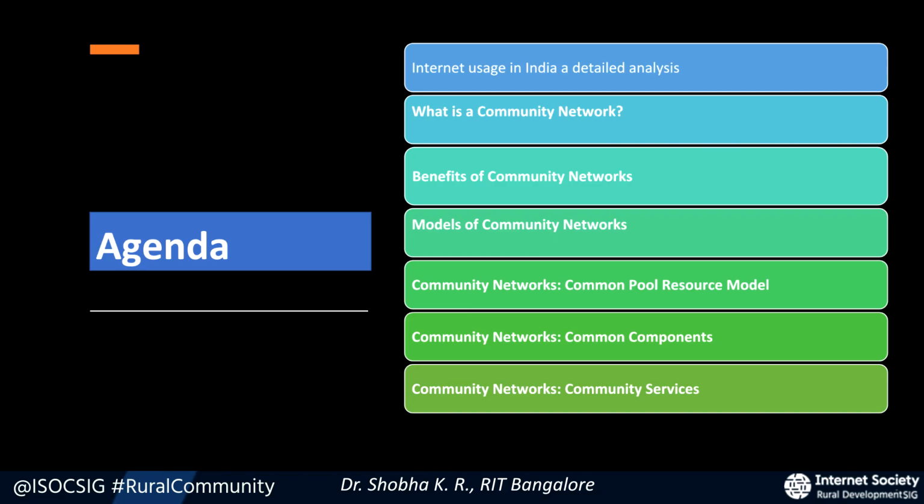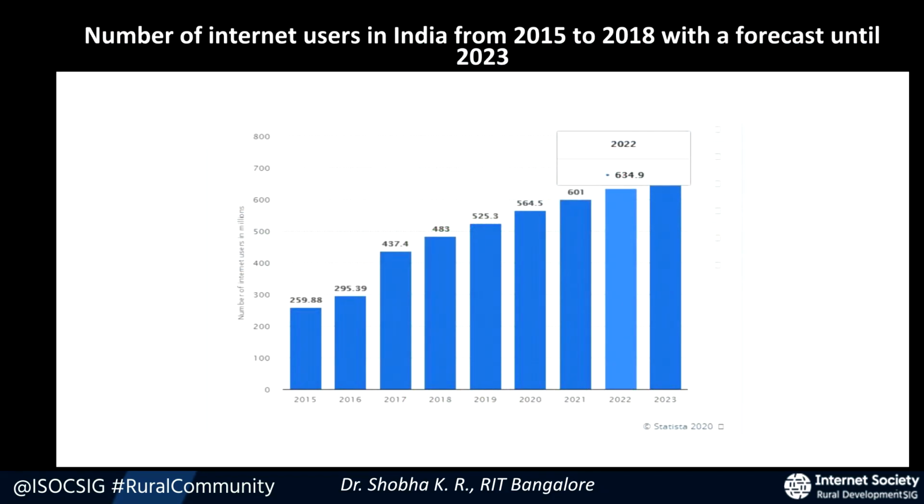The following is the agenda on which I am going to speak today. First, let's look at how internet users in India are going to grow till 2023. As the graph indicates, there is an exponential rise in the number of users, and by 2022 it is predicted that there will be 634.9 million users. So more and more internet penetration is going to happen in India.